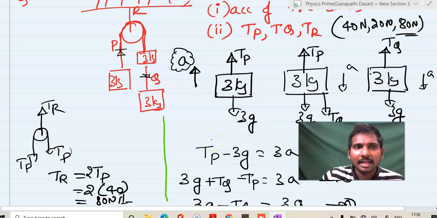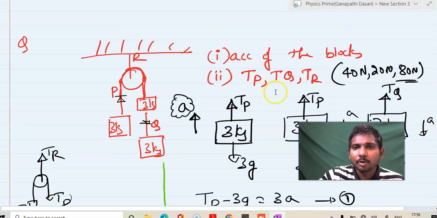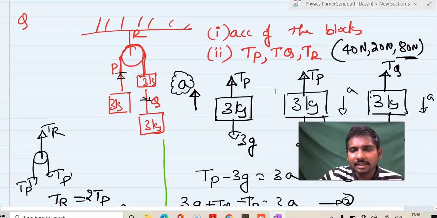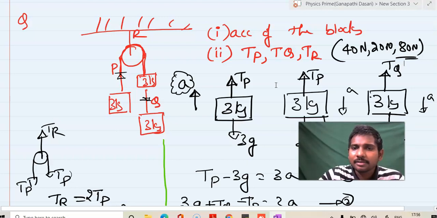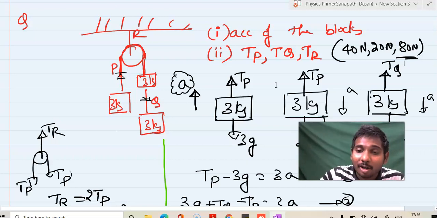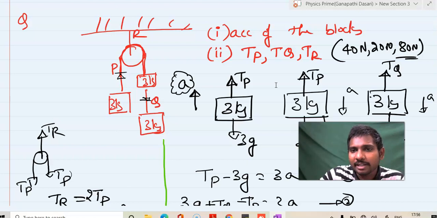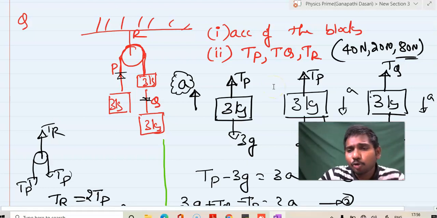I hope this is clear for you. So in this video, what have we learned? First, we solved a basic Atwood machine problem, a basic pulley Atwood machine problem. Then we increased the level of questions from one block to 2 blocks, 3 blocks, and we solved how to find out the tension on a given pulley, and how tension in different strings and also acceleration of the blocks.